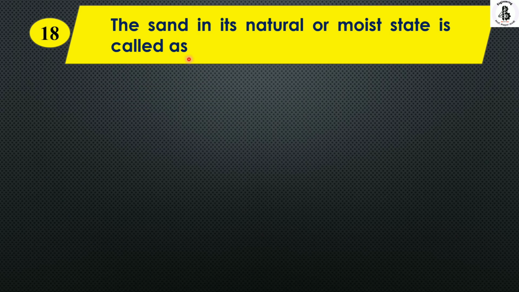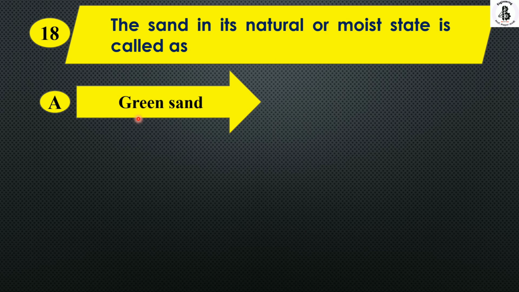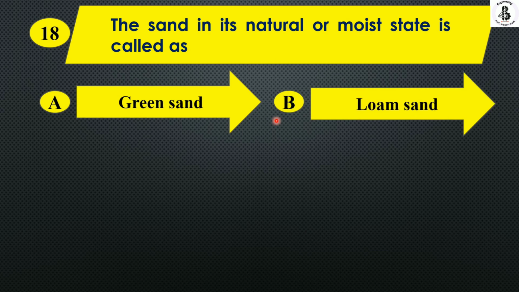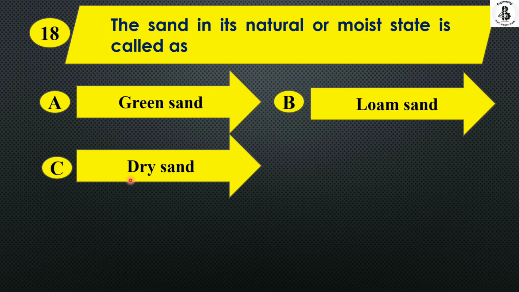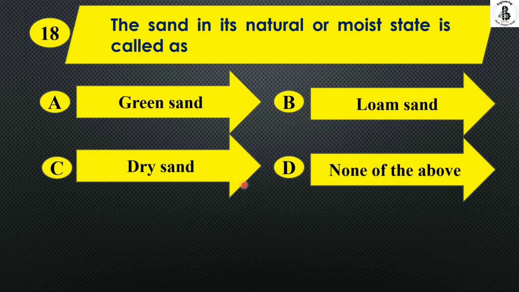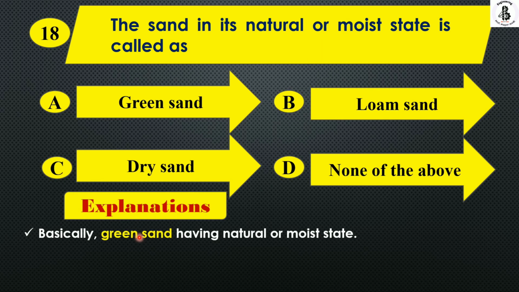The next, the sand in its natural, or you can say moist state, is called as? Option A, green sand. Option B, loam sand. Option C, dry sand. And option D, none of the above. So basically green sand has a natural, moist state. So option A.